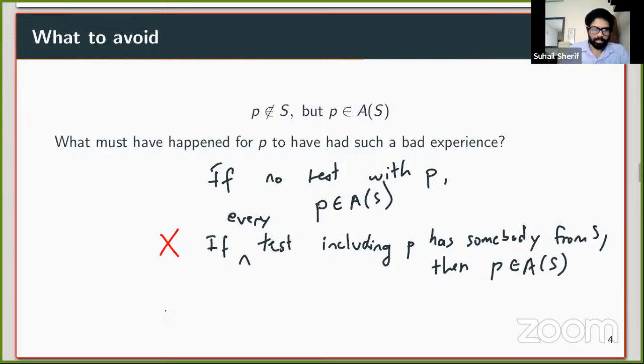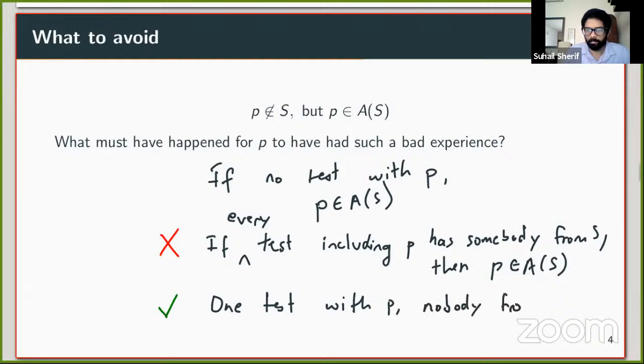And what is the good thing? It just has to be that there's at least one test, just one test, where P is included, but nobody from S. Great. So this is an exact characterization of when your tests are bad for algorithm 2.